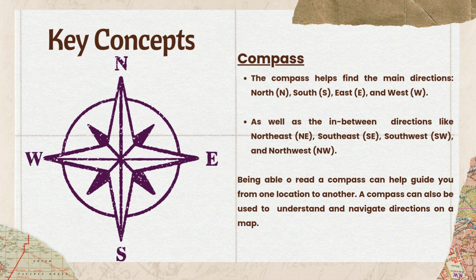And a good way to remember how a compass works is you can quickly say, never eat silkworms. This helps learners remember that north is first, then east, then south, then west.